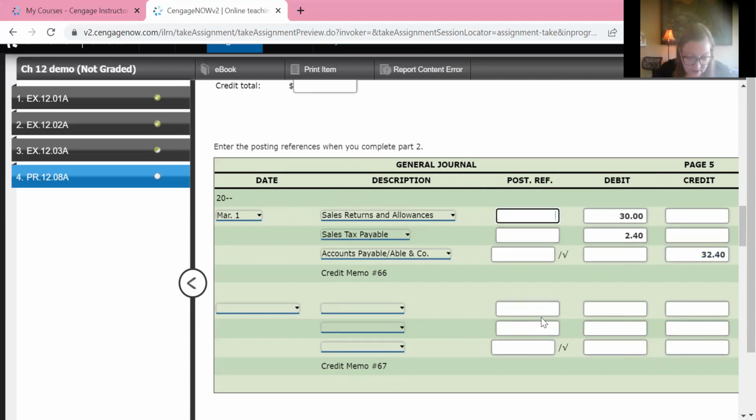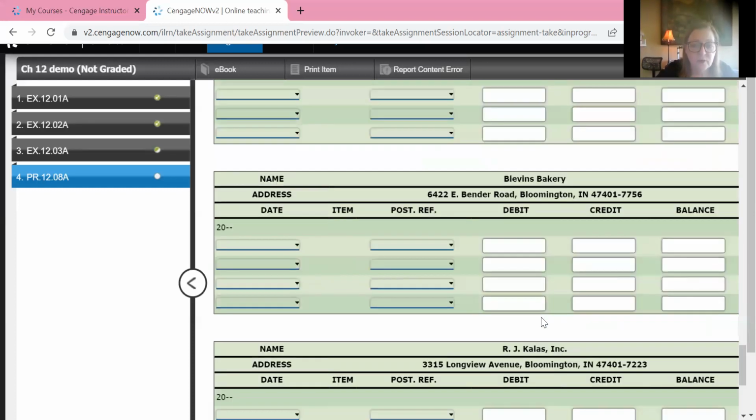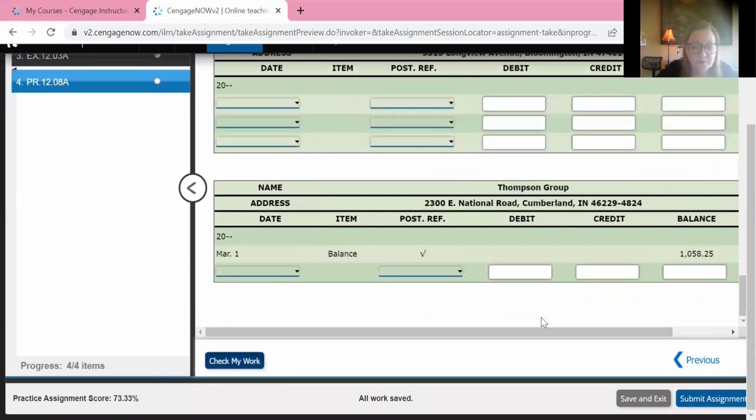Now you could do the post references. What they're looking for is the account numbers. I'll put them in here. I don't really think they're going to grade it. I mean, I don't think they'll charge you if you don't put them, but if it helps you to keep it straight, do it. Okay, so that's the first journal entry. Let me just double check it so far and see if I got any trouble. It's a long way down there.